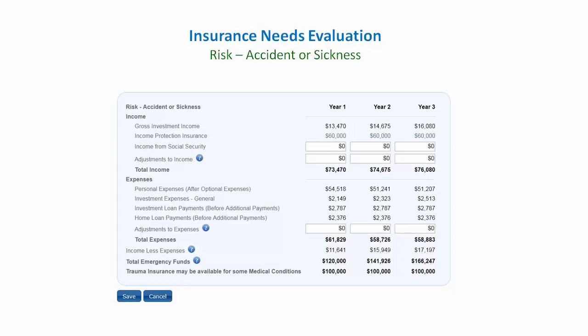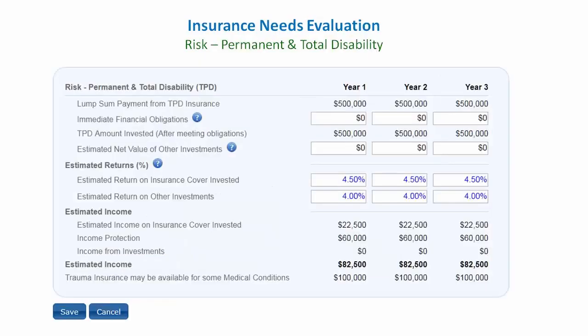The last two lines list your emergency funds and trauma insurance. Trauma insurance has not been included in the calculations as your entitlement will depend on your policy. The chances are that if you are permanently and totally disabled, a complete change will need to occur with your investments. This section is aimed to help you think through what you would need to change.